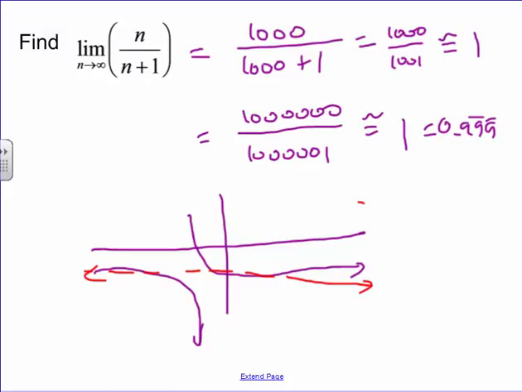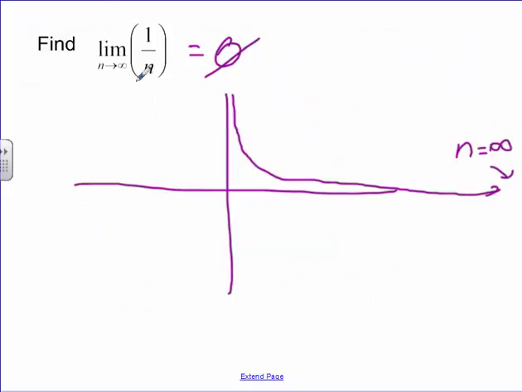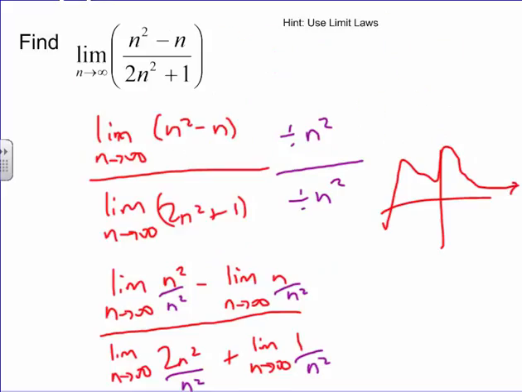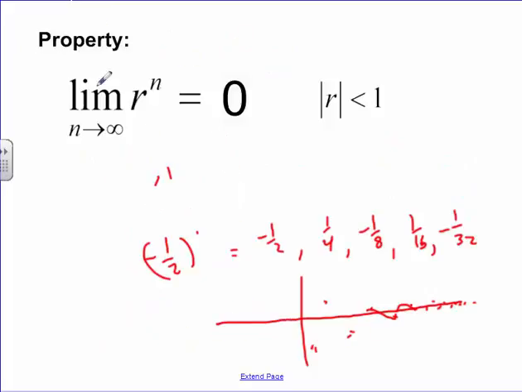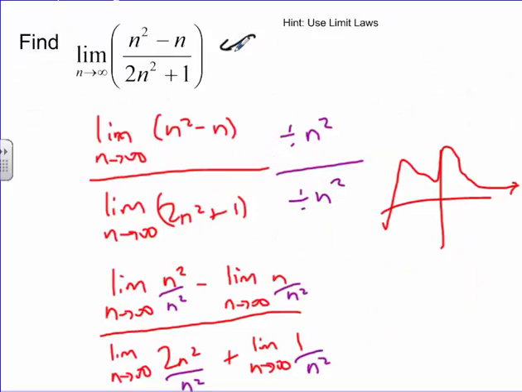So the three main things I need you guys to know how to do: you should know these rules here. You should know this one, that 1 over n as n approaches infinity is 0, which I have highlighted here. There's another property which says that r to the n is 0 so long as r is a fractional value. You should know how to use those to solve certain questions. This one here is a good example. You're going to get lots like that on your assignment.